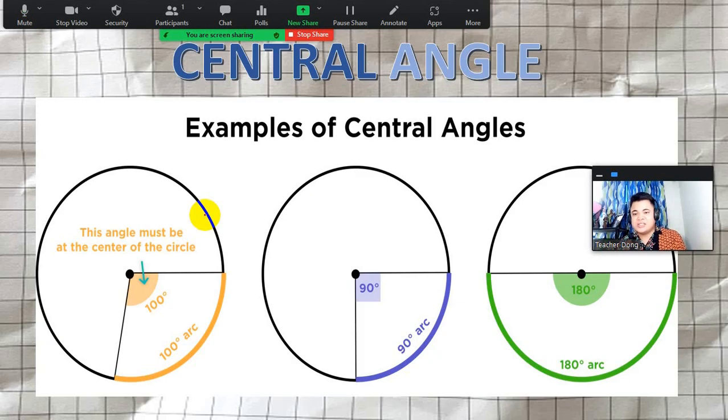Next, examples of central angles. The illustrations show examples of central angles. So if the central angle is 100 degrees, we can also say that the intercepted arc is 100 degrees as well. Don't forget that. The central angle and its intercepted arc are always equal. And here we have 90 degrees, the violet illustration. The arc also measures 90 degrees. And then for the green, 180 degrees, the arc also measures 180 degrees. So those are the things that you need to remember about central angles. The central angle is always congruent to its intercepted arc and vice versa. Okay, when you are solving, they are always equal.